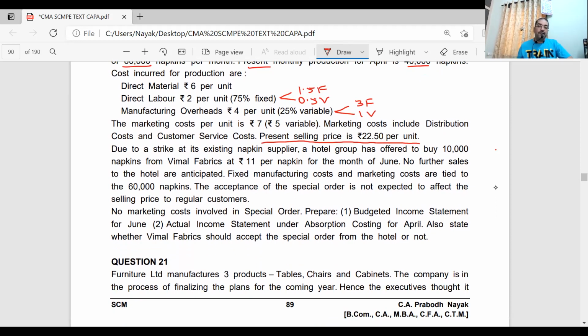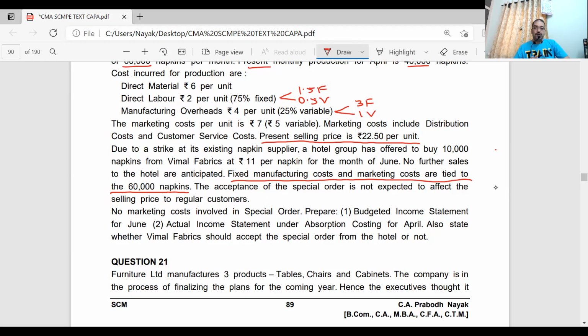Due to a strike at its existing napkin supplier, a hotel group has offered to buy 10,000 napkins from Vimal Fabrics at 11 rupees per napkin for the month of June. No further sales to the hotel are anticipated. Fixed manufacturing costs and marketing costs are tied to the 60,000 napkins. That means the fixed manufacturing cost and the marketing costs are based on 60,000 napkins. Acceptance of the special order is not expected to affect the selling price to regular customers. No marketing cost involved in the special order.